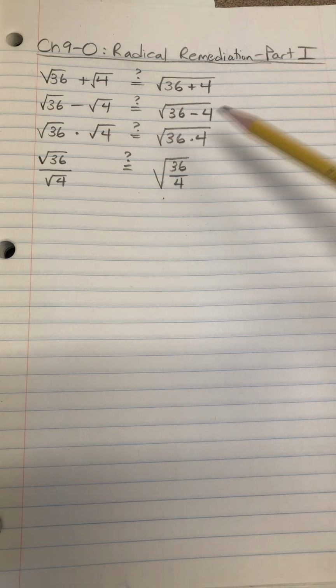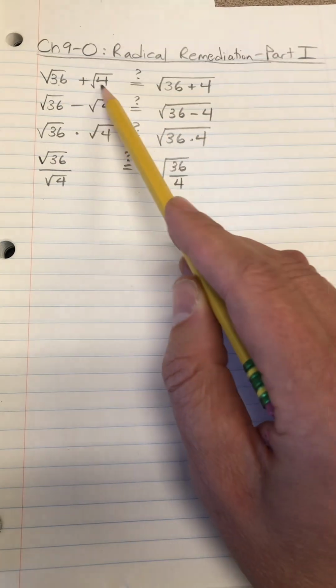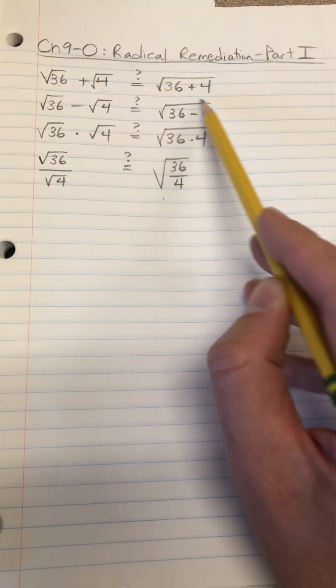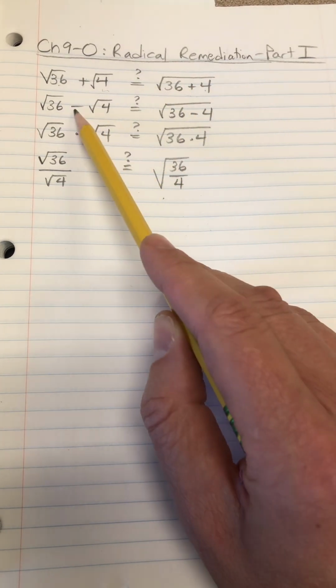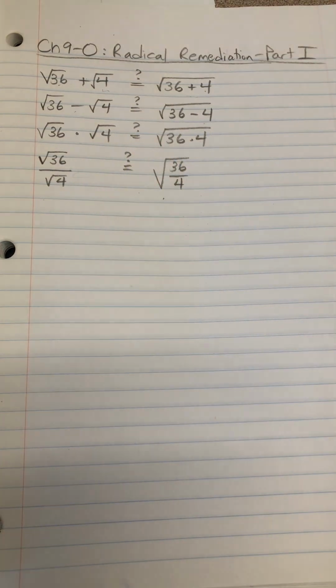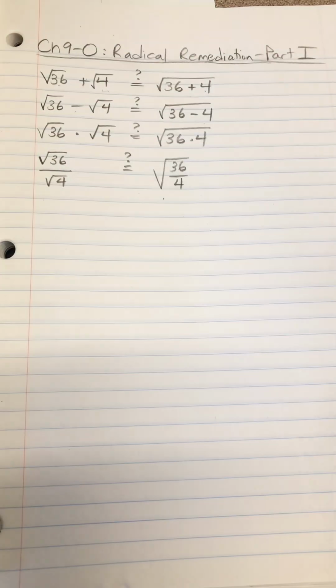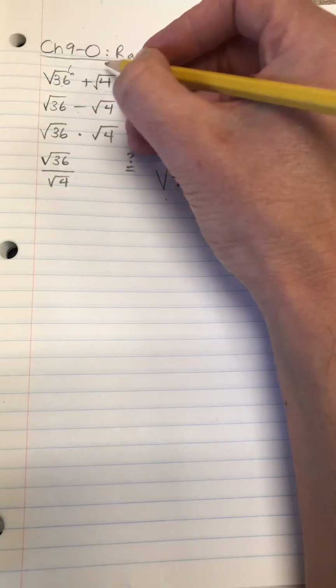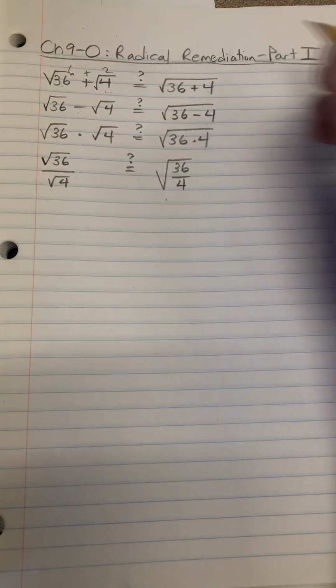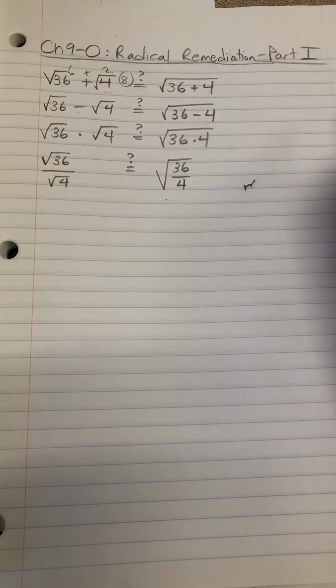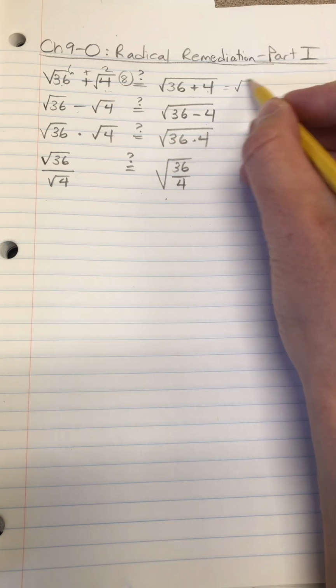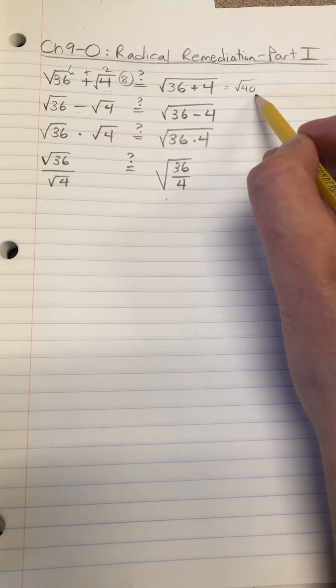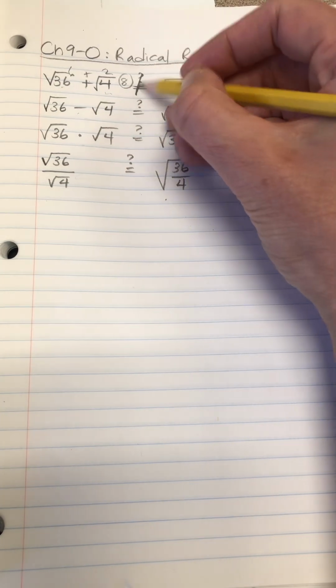First of all, are these items true? If I have the square root of 36 and the square root of 4 being added, can I shove them together in one radical? Can I do that with subtraction, multiplication, and division? Well, let's do these according to order of operations. Square root of 36 is 6. Square root of 4 is 2. 6 plus 2, this side is 8. But if I do this side, I get the square root of 40. Is 8 equal to the square root of 40? No. This is not true.